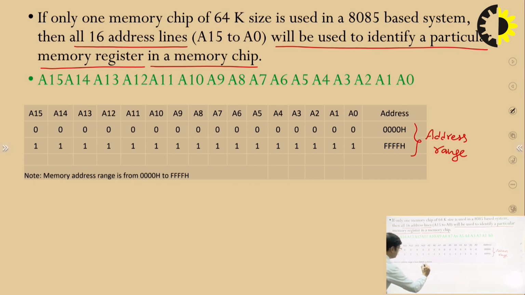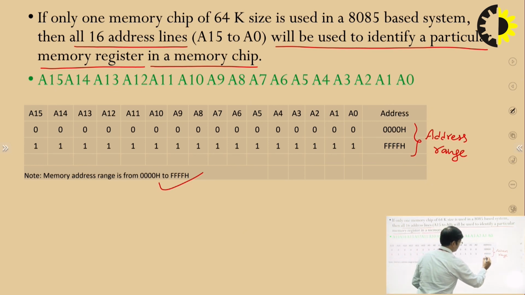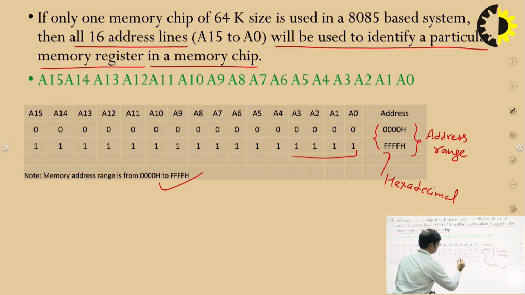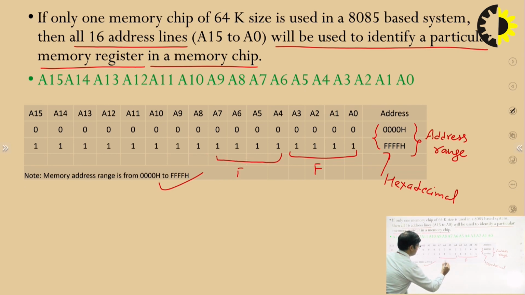Memory address range is from 0000H to FFFFH, and this is written in hexadecimal. We can see here 1111, it is denoted by F. Similarly, 1111 here denoted by F. Again, here it is F, and here again F.